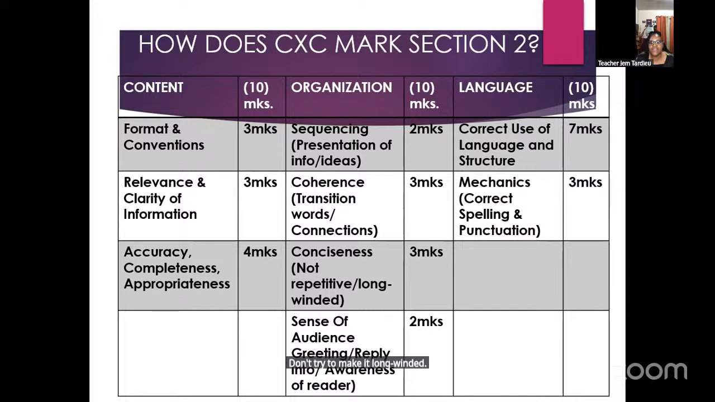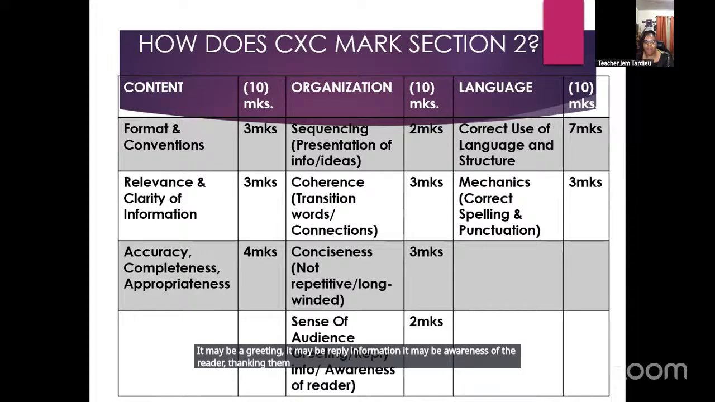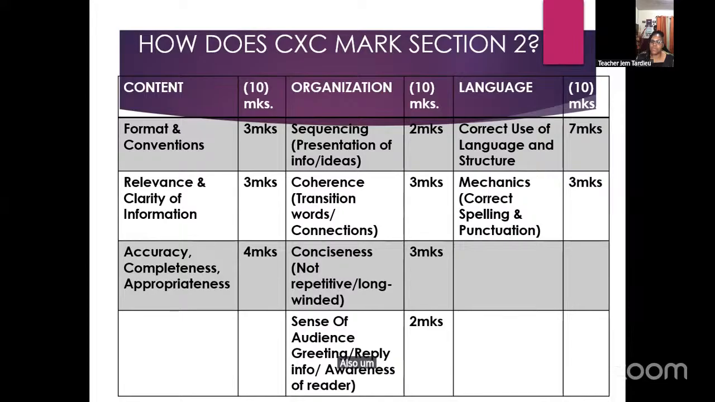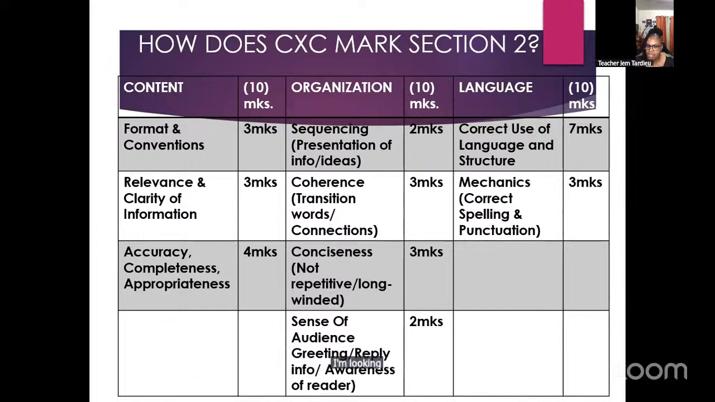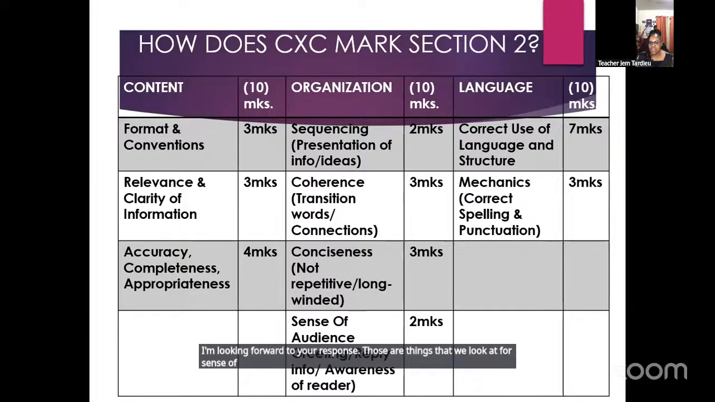Sense of audience may be a greeting, it may be reply information, it may be awareness of the reader, thanking them for their time in reading whatever the report or the memo may have been. Also, sense of audience in a letter may look like, "You can contact me at an email address. I'm looking forward to your response." Those are things that we look at for sense of audience, recognizing that there's a reader there.